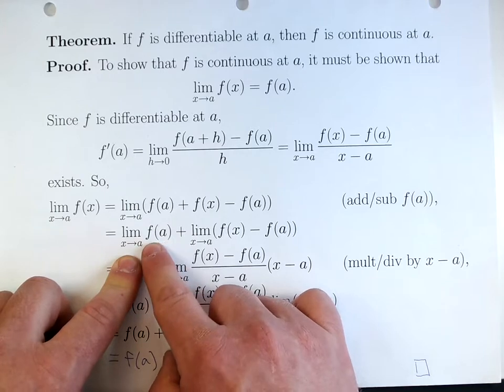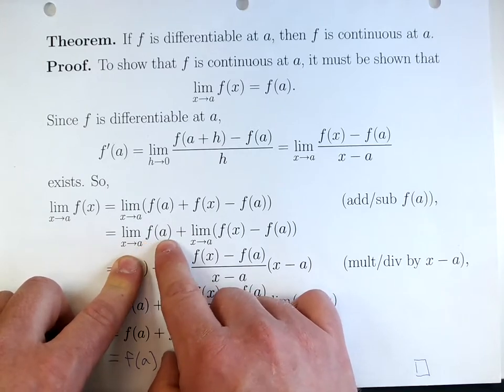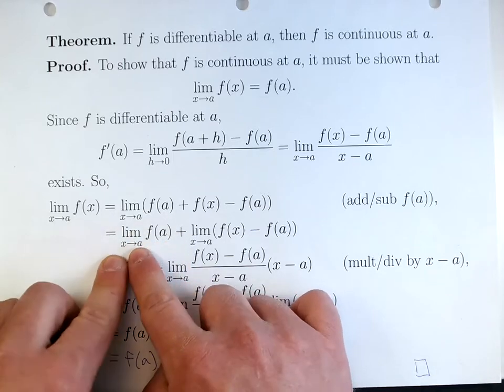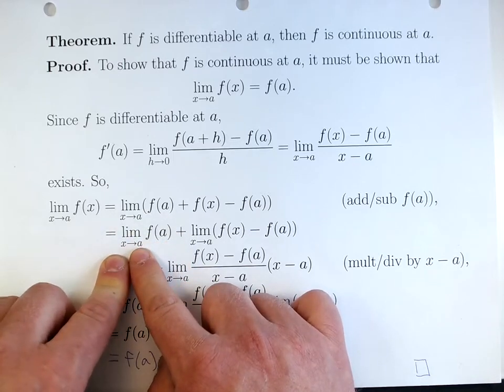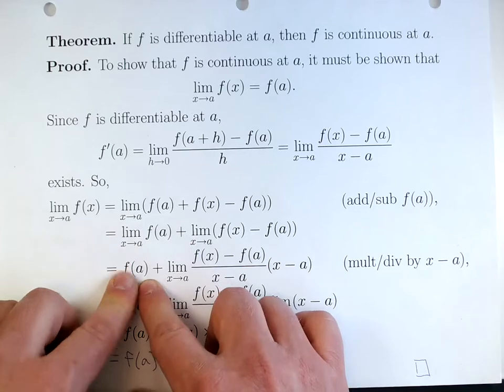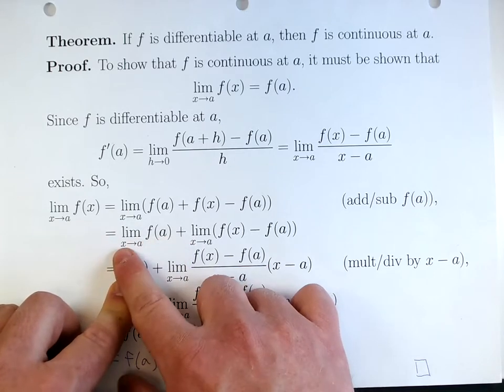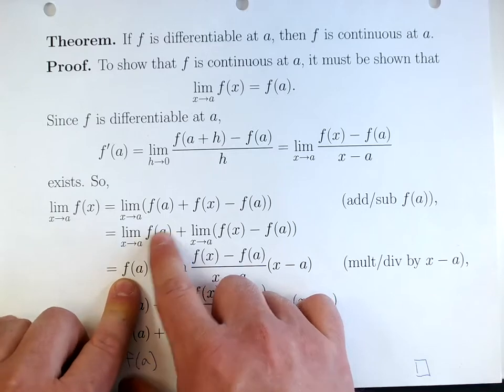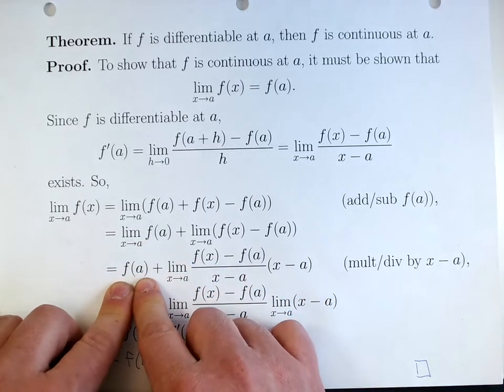It means take every x in f and replace it with a. So there's no x's in here. x can do whatever the heck it wants. Let x go to 17, let x go to 10 billion, it doesn't matter. This is always staying as f of a. It's like the limit of 5 as x approaches whatever. Well, 5 is 5. It'll always be 5. x can do whatever the heck it wants.